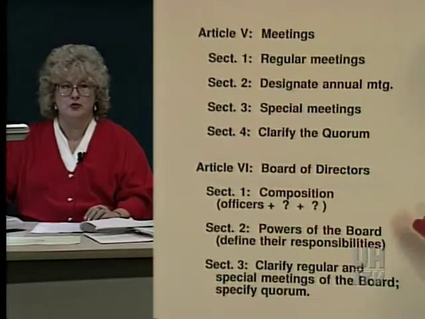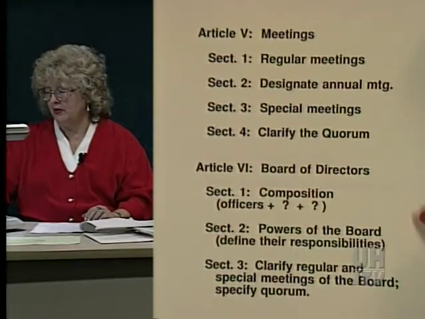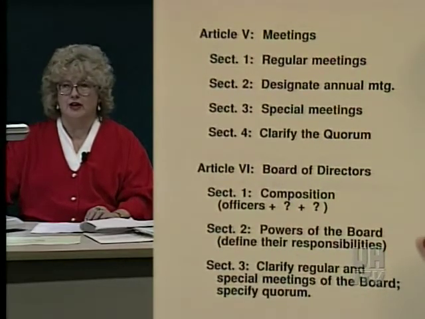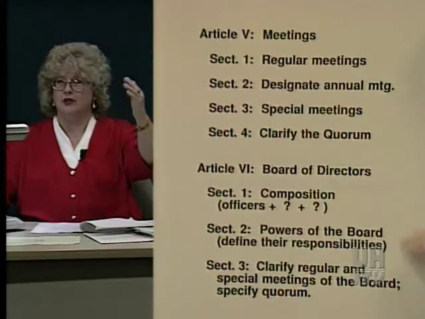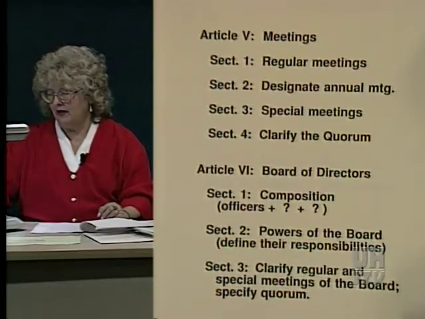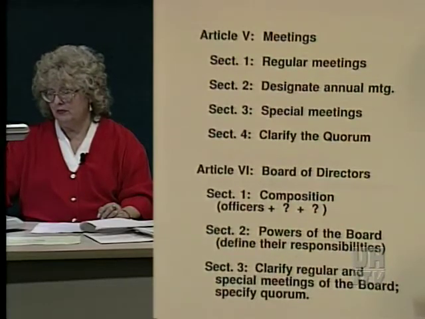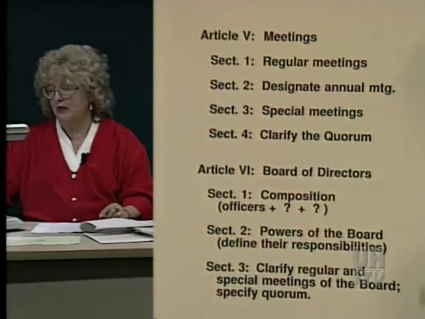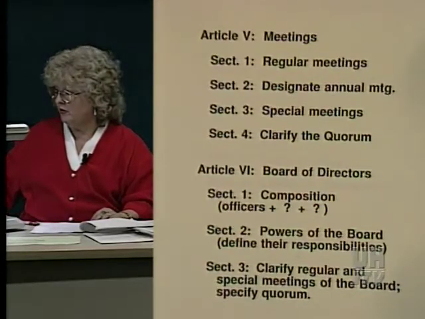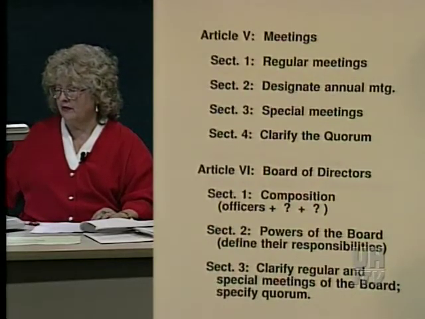But Section 1 is where you define what that board is all about. Section 2, what are the powers of the board? And that may have a sweeping statement that says they're in charge of everything between the annual meetings, or it may spell it out in 10 or 20 different itemized statements. How do you get meetings of the board? Will they have one interim meeting? Can they call special meetings? What's the quorum for a board of directors meeting?